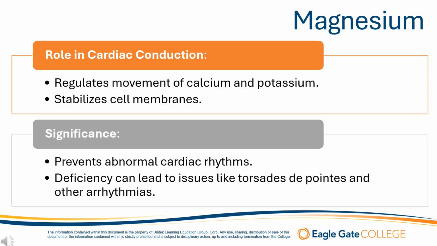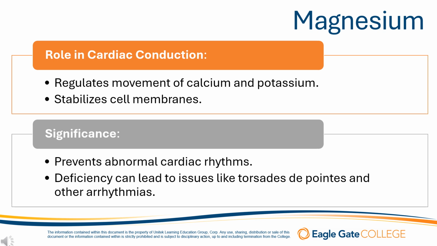Educating patients about the importance of maintaining adequate magnesium levels through diet and, if necessary, supplements is crucial. Foods rich in magnesium include green leafy vegetables, nuts, seeds, whole grains, and fish. Ensuring a balanced intake of these foods can help to maintain healthy magnesium levels and support overall cardiovascular health. Understanding the role of magnesium in cardiac conduction is vital for managing and preventing arrhythmias.